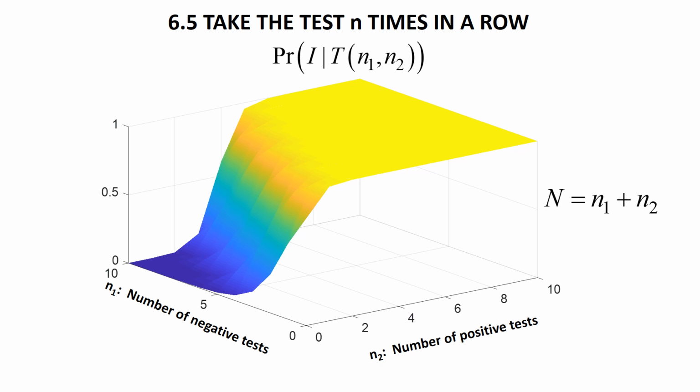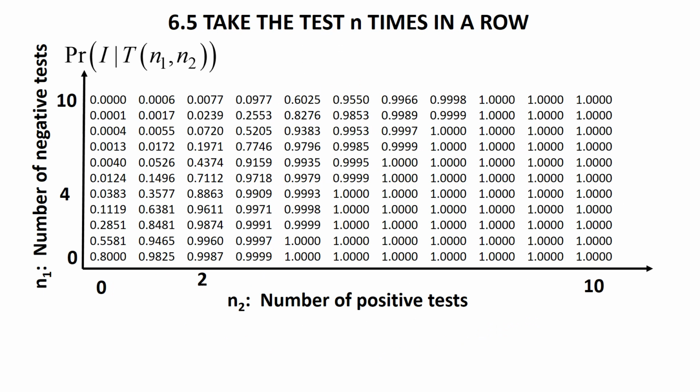So if you plot that probability, you get this 3-dimensional representation. So you can go along there and you can put in the number of positive tests, the number of negative tests, and you get the probability that you're actually infected. It's much easier to see it like this.